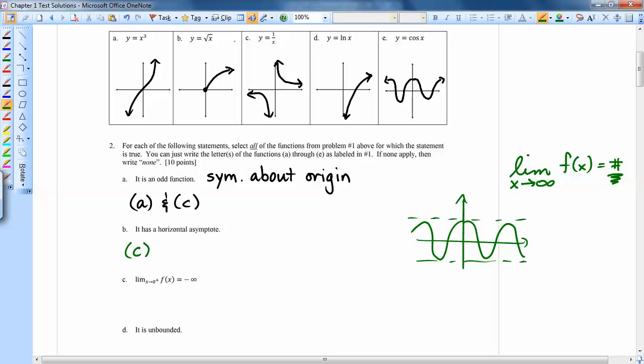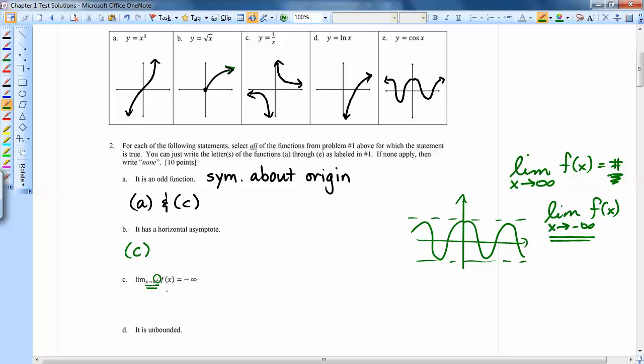Some people were wondering about B, why this one doesn't have a horizontal asymptote. In B, on the right side here, it keeps increasing to infinity. So it doesn't have a horizontal asymptote on the right side. And on the left side, you would want to check, well, what's the limit as x goes to -infinity of f of x? And there are no values for -infinity. So it doesn't have a horizontal asymptote over on the left side either.